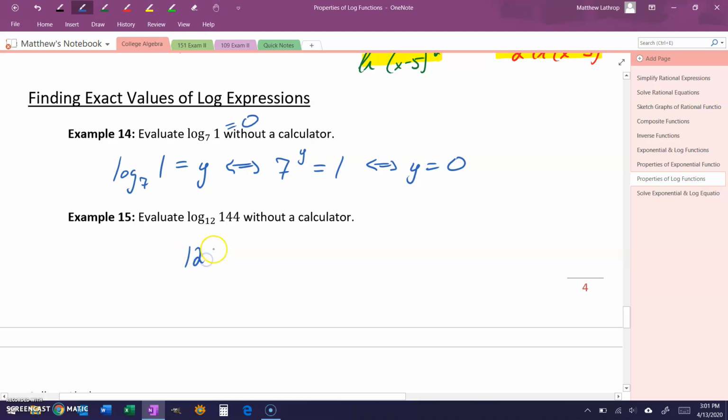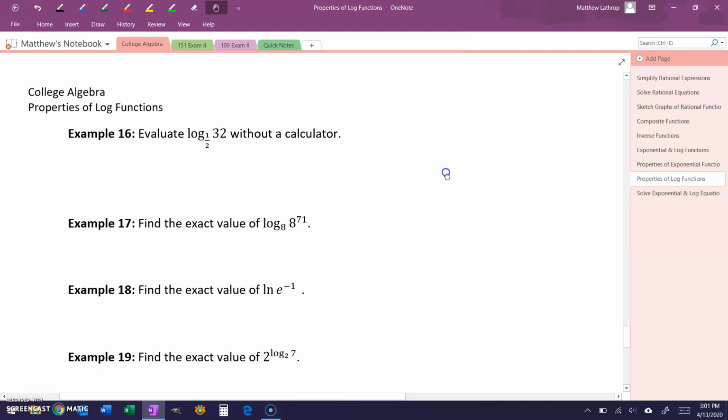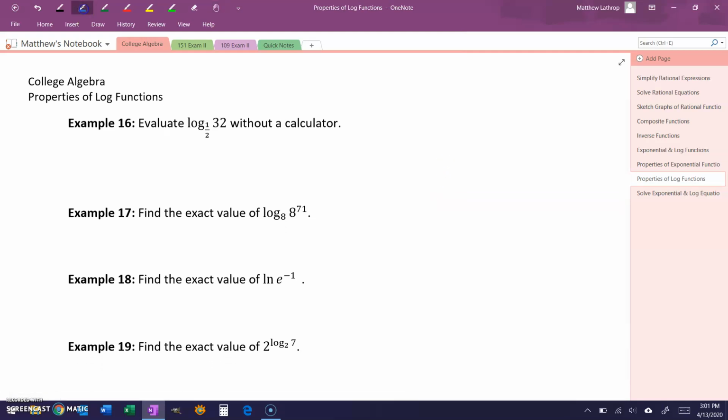Similarly, in example 15, we would get 12 to the y is equal to 144. That would happen if y is equal to 2. So the log base 12 of 144 is equal to 2. We can apply that same approach to evaluate any logarithm that doesn't have variables contained within it, though sometimes it can be a little bit trickier.